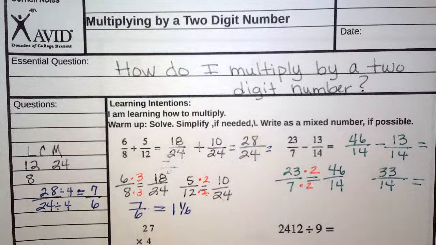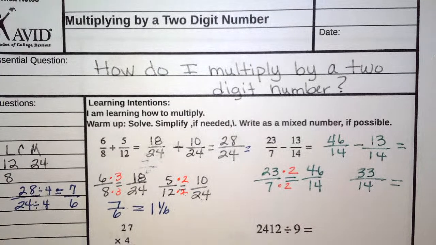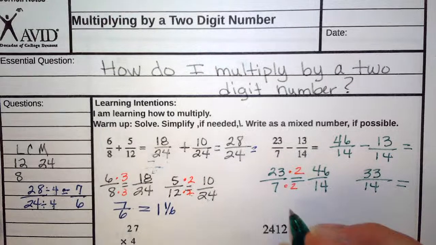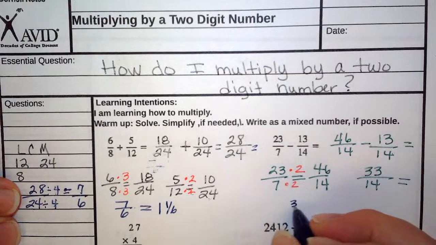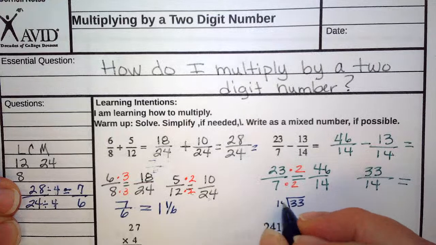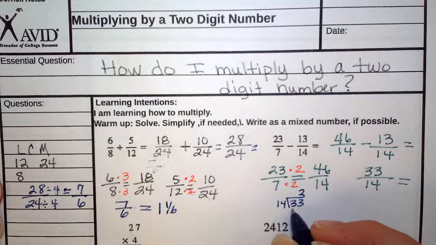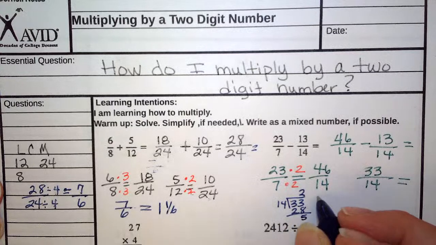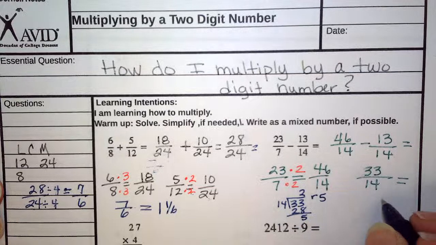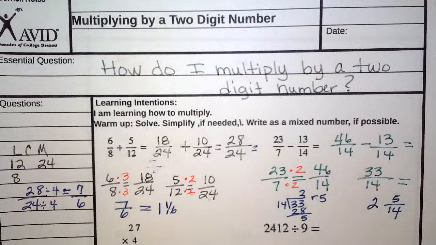But I can simplify that. I can change it into a mixed number. I'm going to take 33 and divide it by 14. 14 goes into 33 two times. That would be 28. 13 minus 8 is 5. I've got a remainder of 5. So this is 2 and 5 over 14. And we're done.